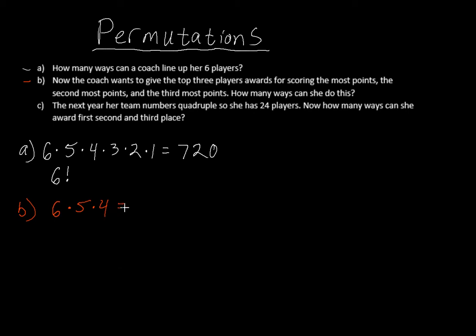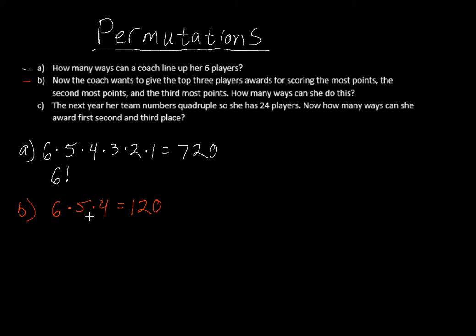So 6 times 5 times 4 is going to be 120. So there are 120 different combinations for her to give out that first, second, and third place. Now, if you've already started reading that third problem, your eyes are probably bulging a little bit, because now you have to count out a lot of different stuff here.